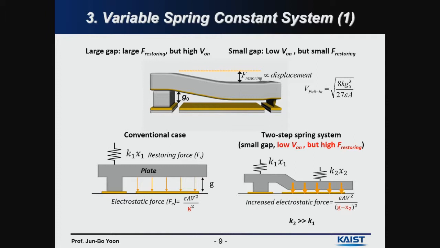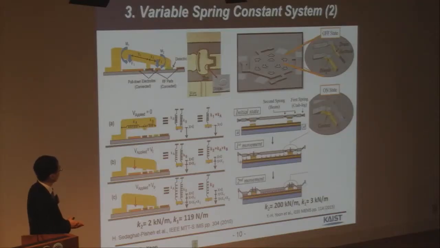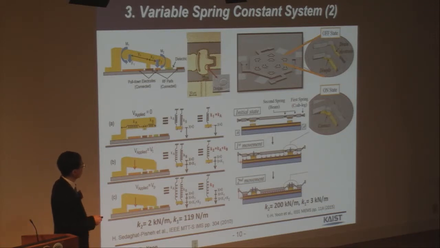So the conventional case is to use just a single spring system. But if we make some smart structure that if the electrode pulls down to some certain level, and after that we can actuate the second spring, which has a higher spring constant, then we can achieve a lower gap as well as the high restoring force. So these are 2 examples. The first one is coming from the UC San Diego, Professor Rebeiz's group. And the second one is from my group.